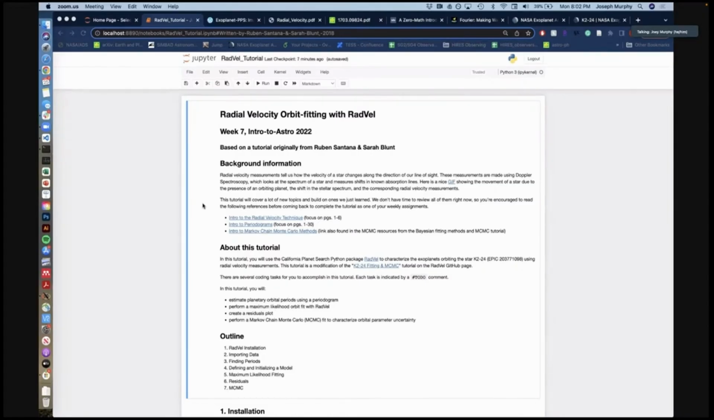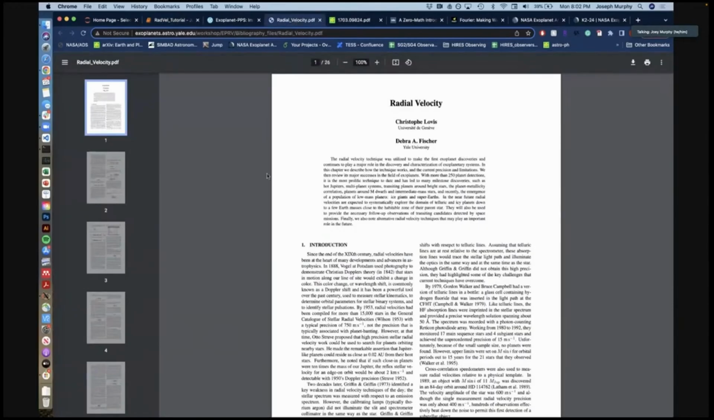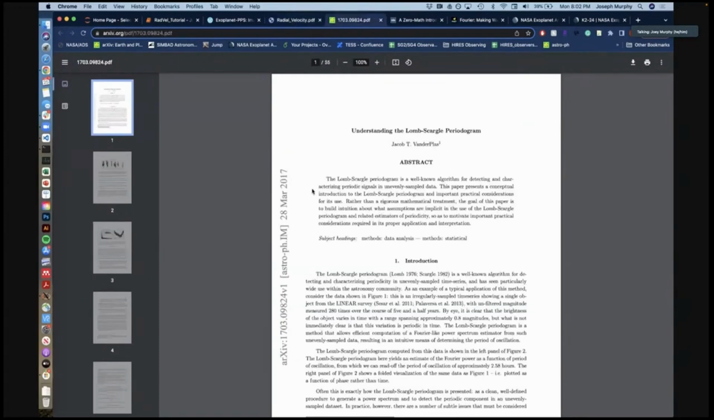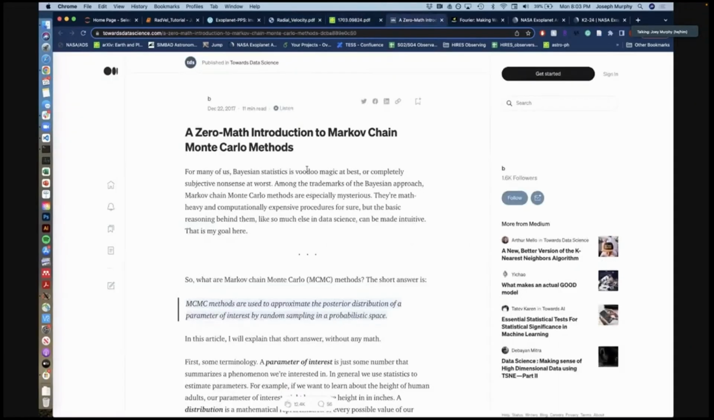So first of all, what do we mean when we say radial velocity or the radial velocity technique or method? There are a handful of introductory resources here that I really encourage you to go and check out. Anywhere from a more formal white paper to give you an introduction to the radial velocity technique. Also, we have resources for some of the technical tools that we'll talk about, like periodogram analysis, and also Markov chain Monte Carlo methods for error estimation.